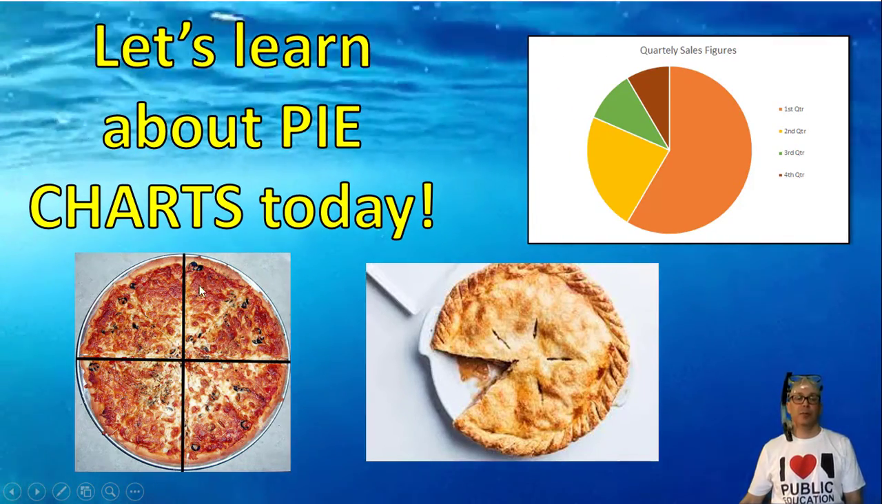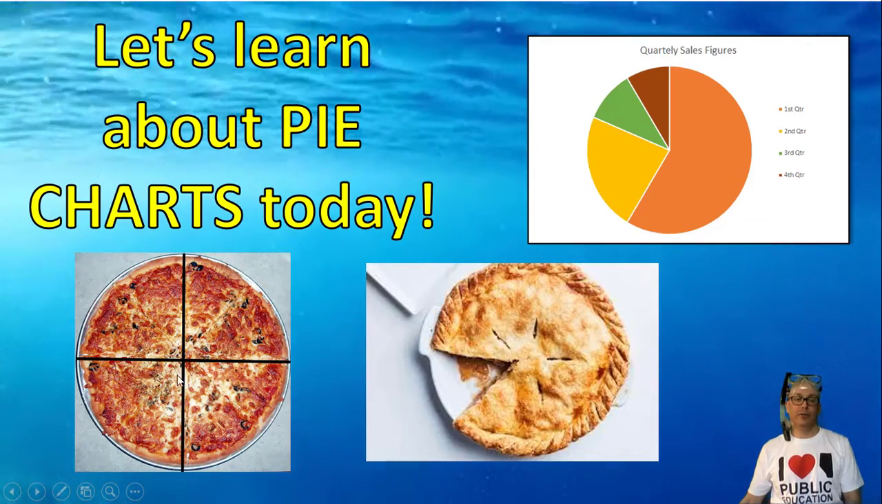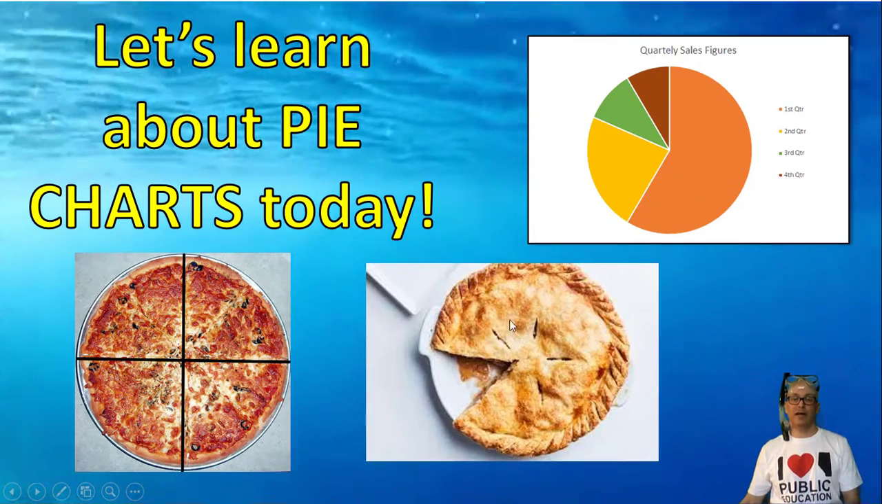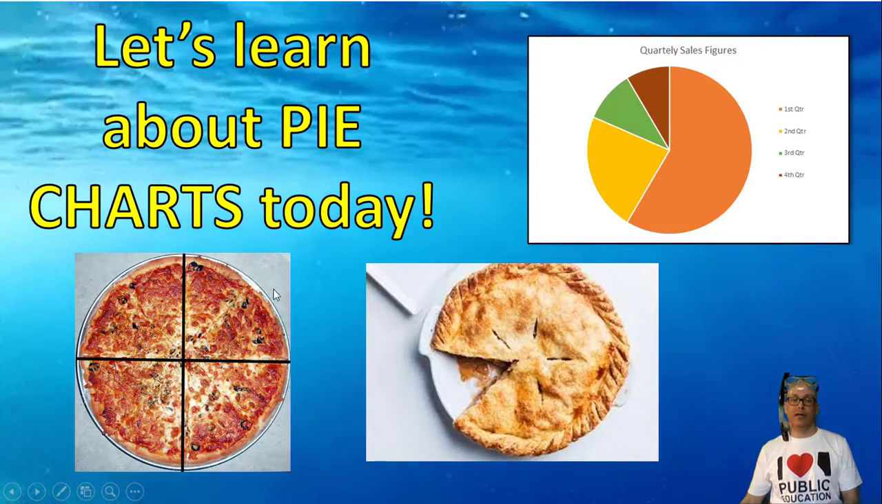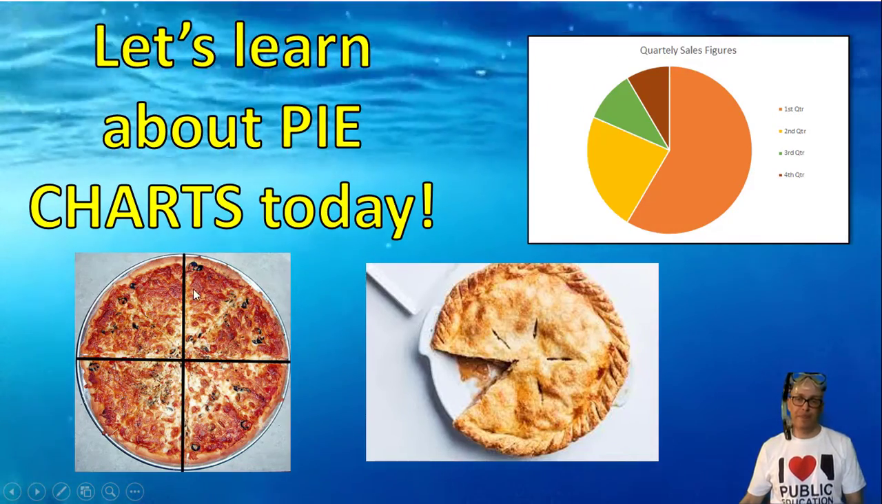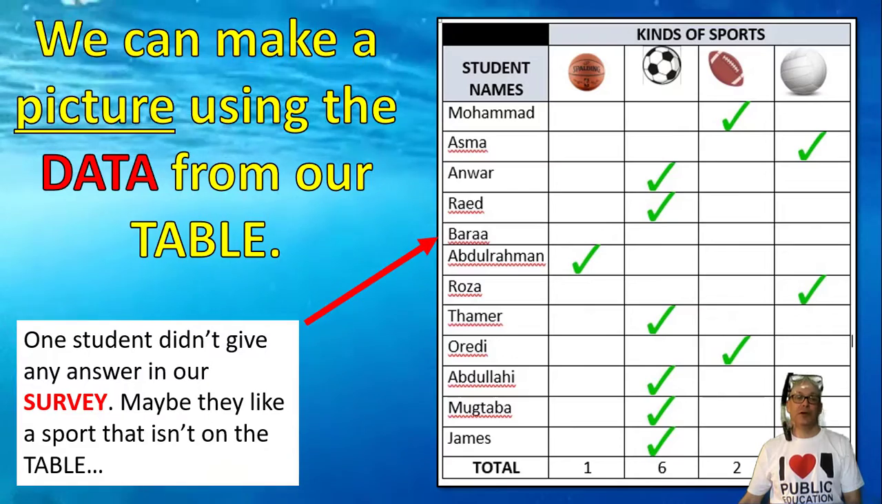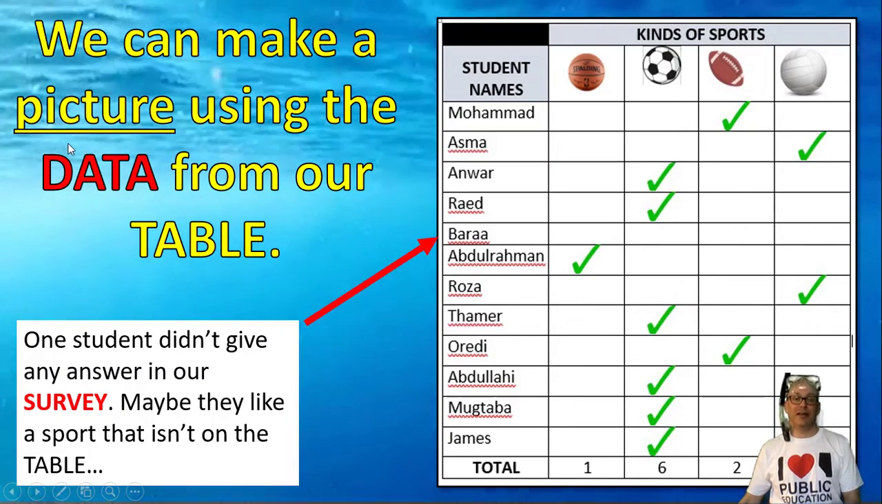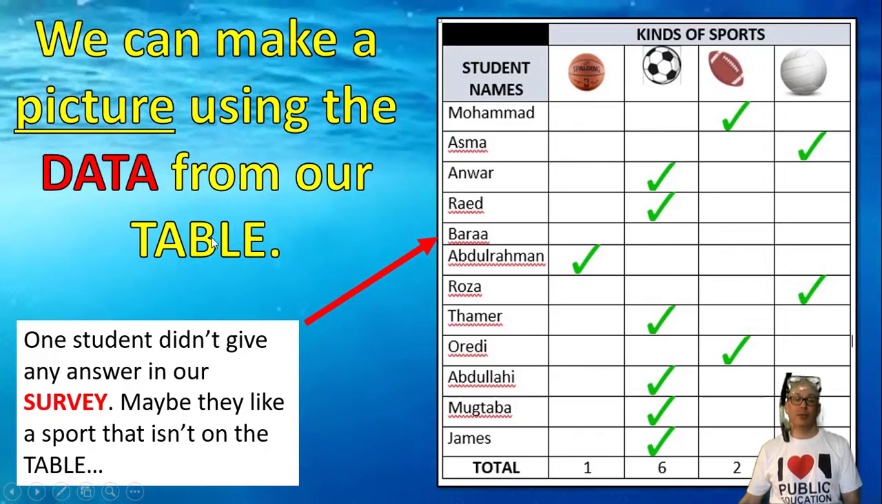Right? Pie charts are round. See, this is a pie chart. Pie charts are round. They kind of look like a pie, or they kind of look like a pizza. Okay, so we can make a picture using the data from our table.